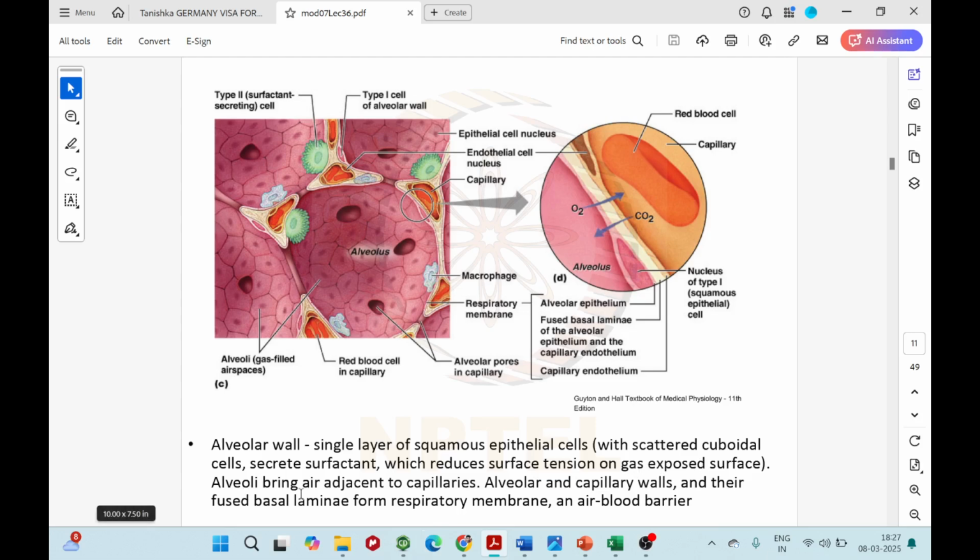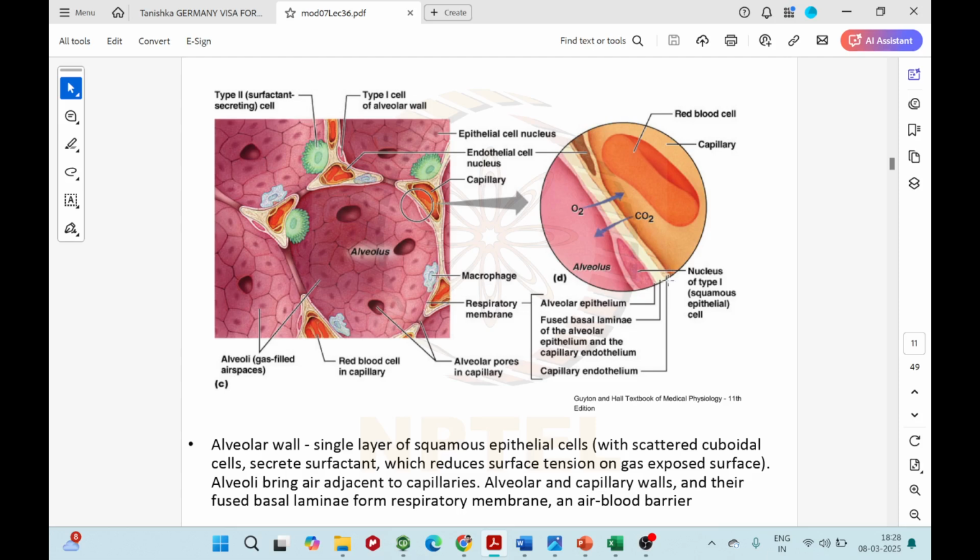Okay, and alveoli bring air adjacent to capillaries. Alveolar and capillary walls, and their fused basal lamina, form the respiratory membrane and air-blood barrier. Here you can see this portion is the alveoli, and this portion is the capillary. This is an RBC, and here the gaseous exchange takes place.